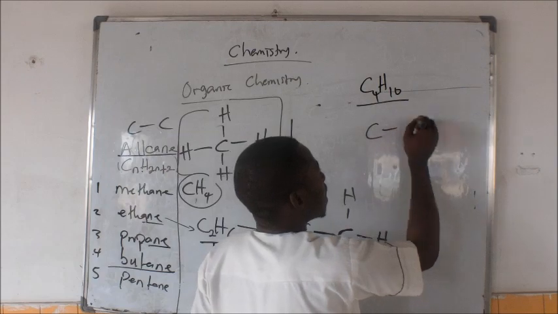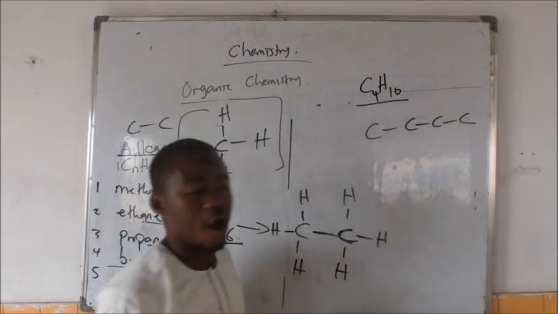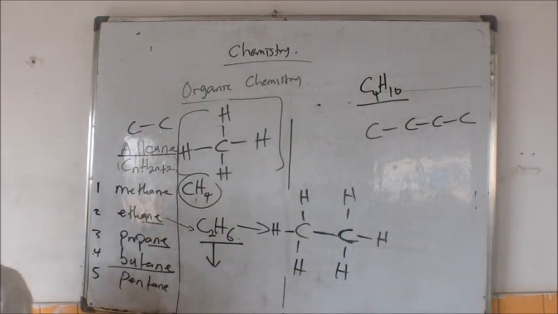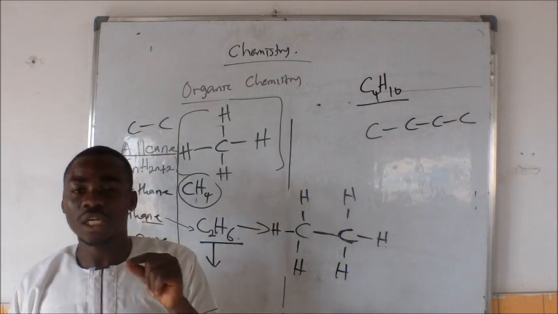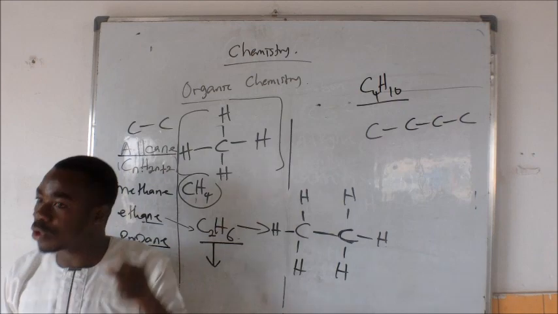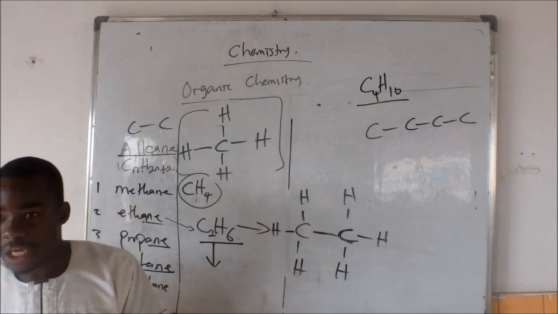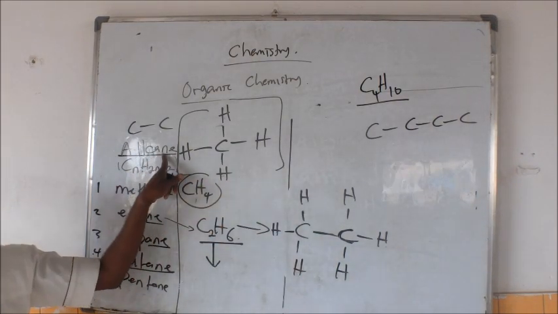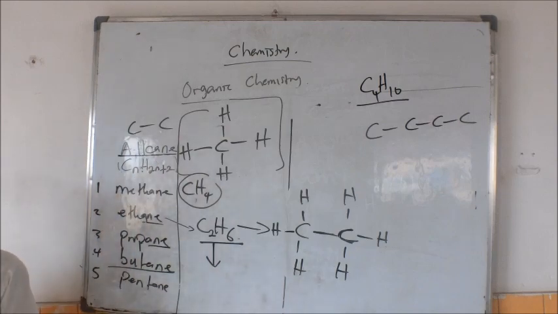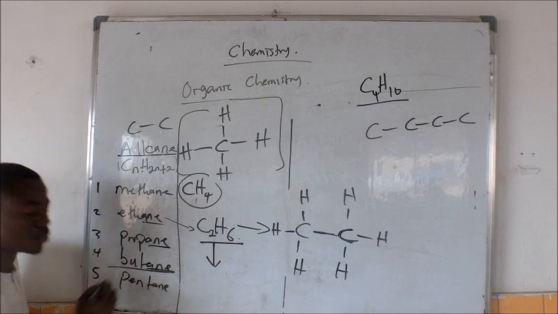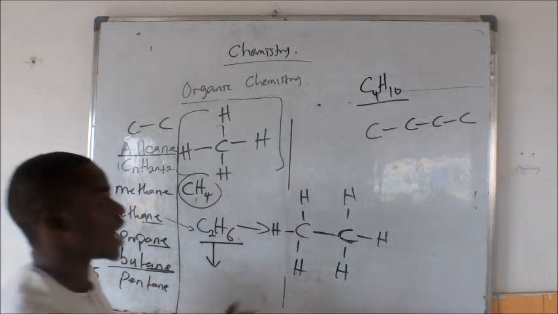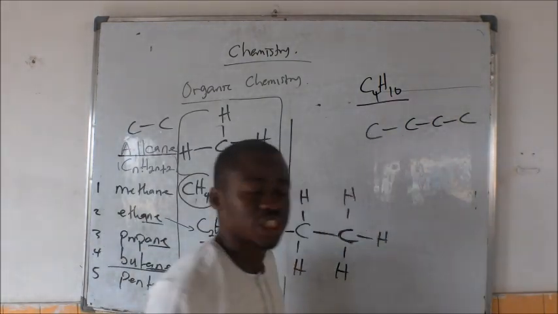4 carbons. And we have to keep in mind that these 4 carbons are separated by single bonds. Why? Because it's a member of the alkane family. Are you getting it now? Yes, alkane, which is coming from butane. Okay? That means everything is single bond.